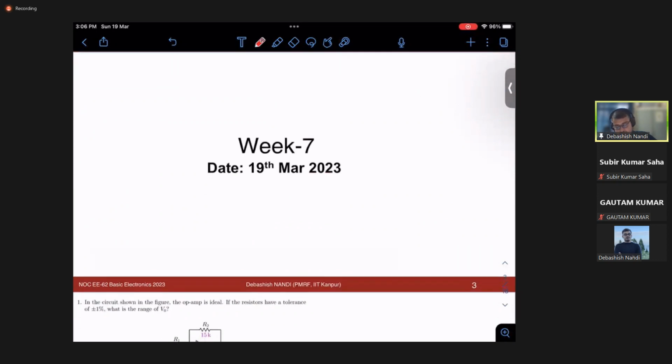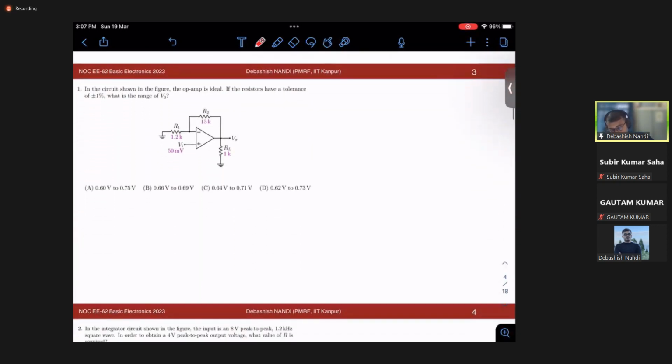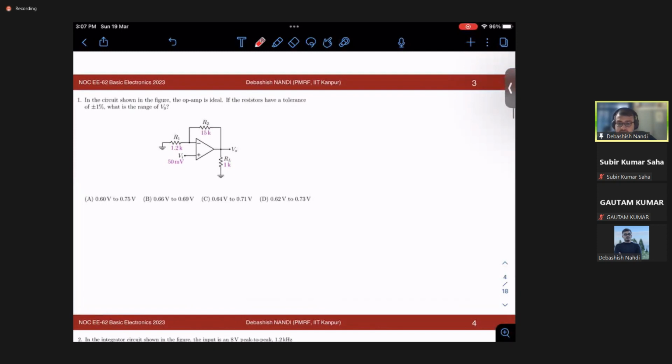Let's begin. Today we'll discuss mainly ideal op-amp circuits. Last week I discussed what an op-amp is, how we can go about analyzing ideal op-amp circuits, what ideal op-amps are, and some basic fundamentals on that. Today we'll be discussing a little bit of advanced topic, but we'll keep our focus on ideal op-amp.